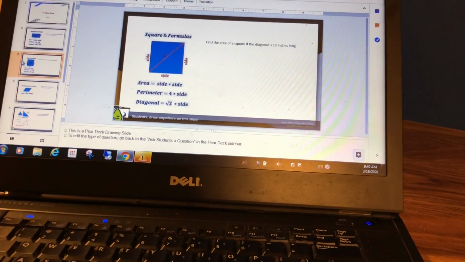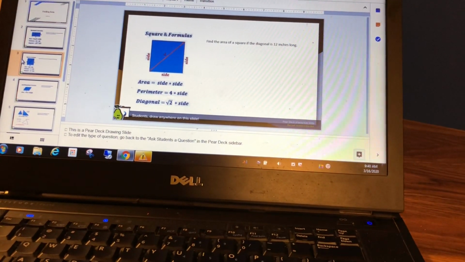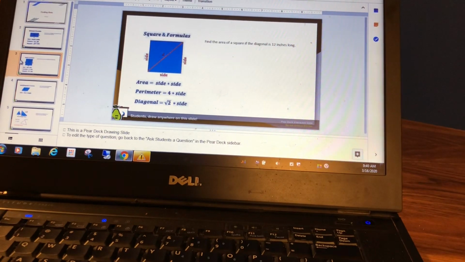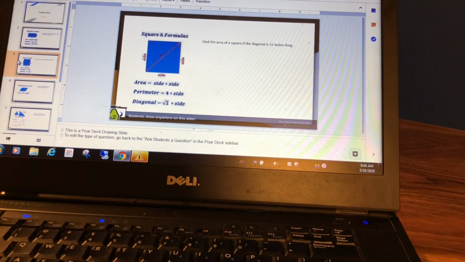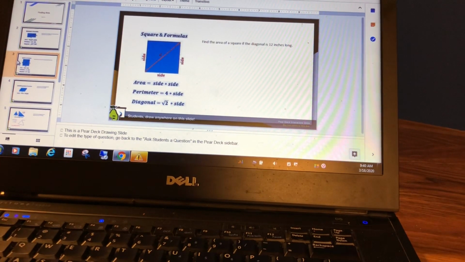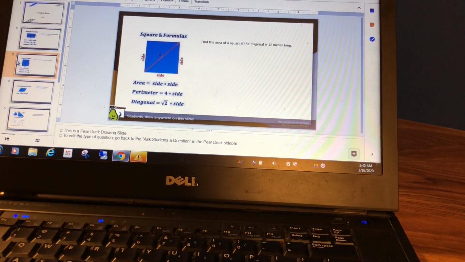Okay, this video is going to talk about the formulas we use for finding the areas of different squares. We know that a square is a rectangle, so we can do length times width, but we also know that the sides of a square are all the same. So side times side would be the area of a square.